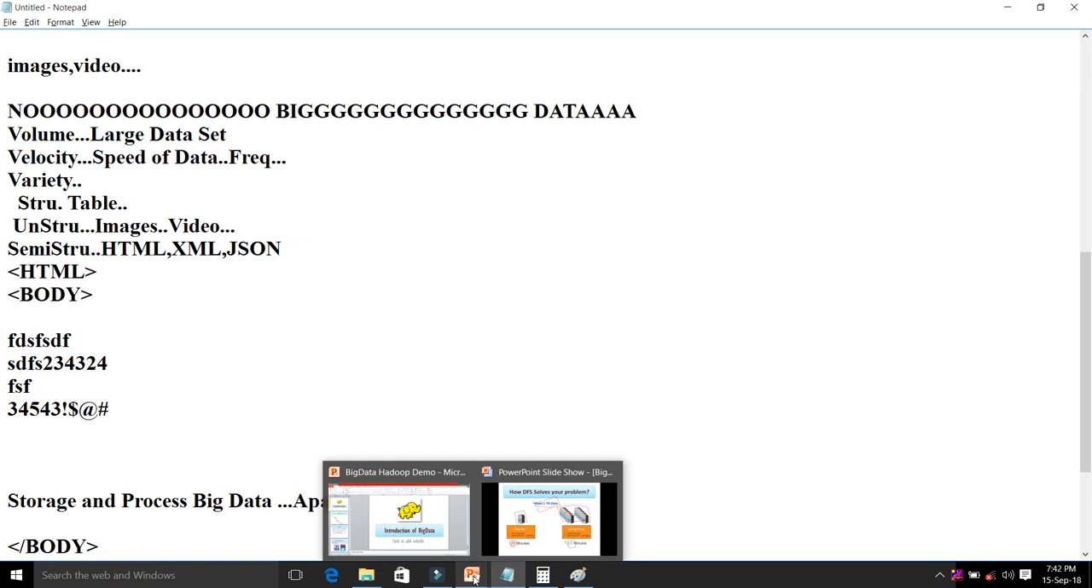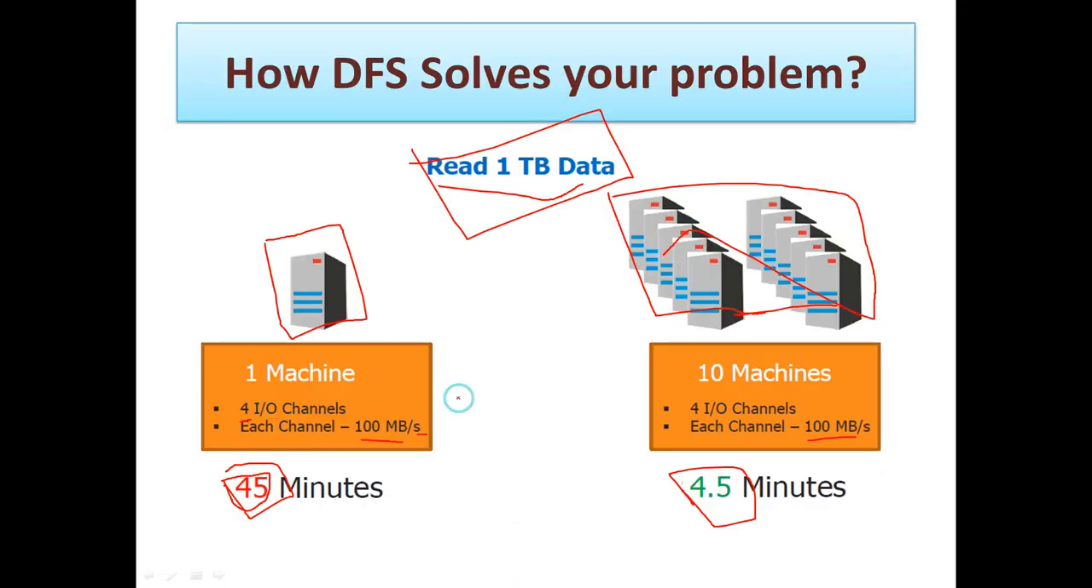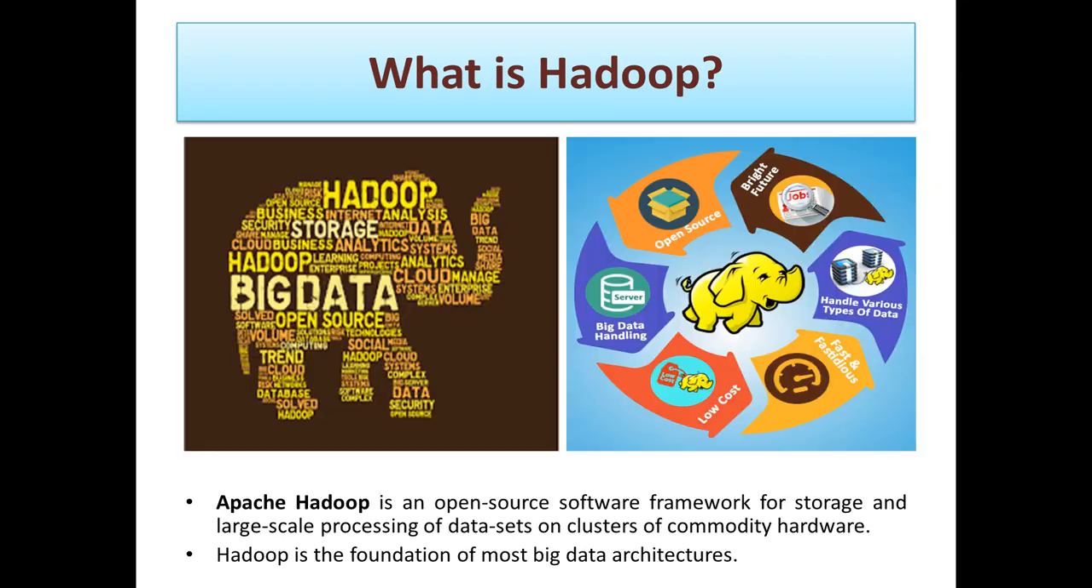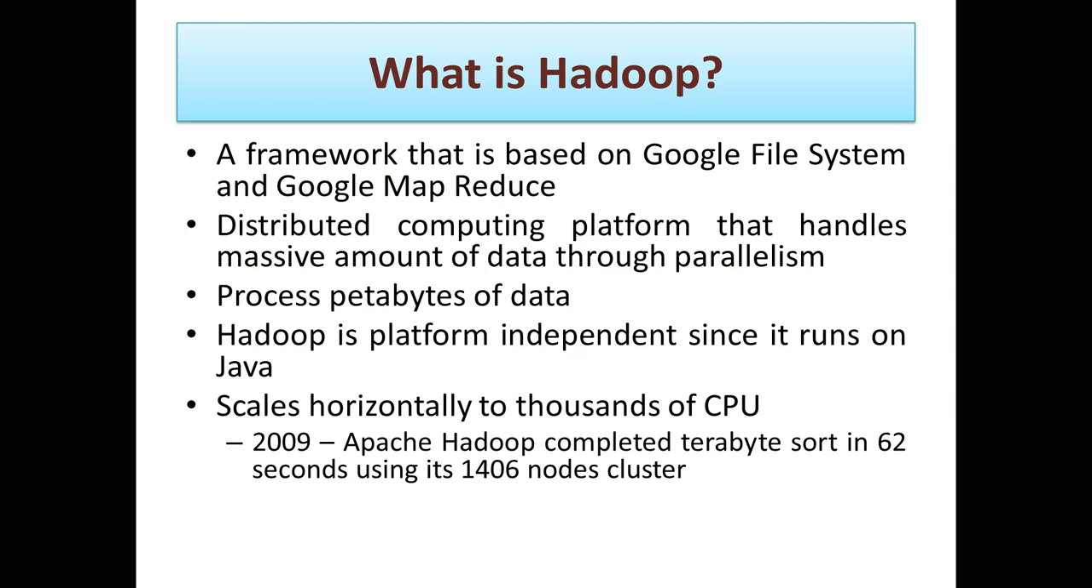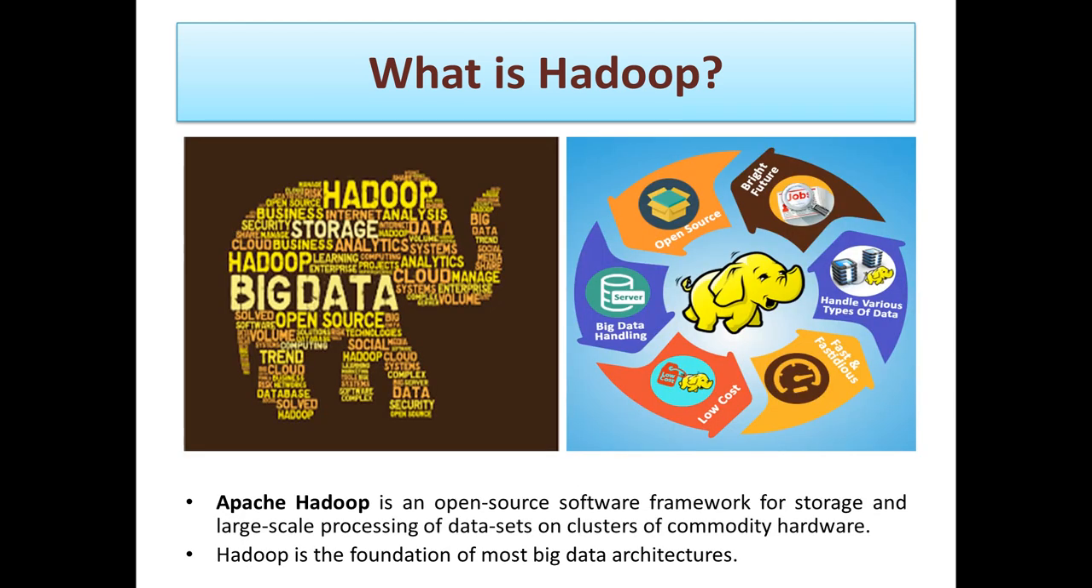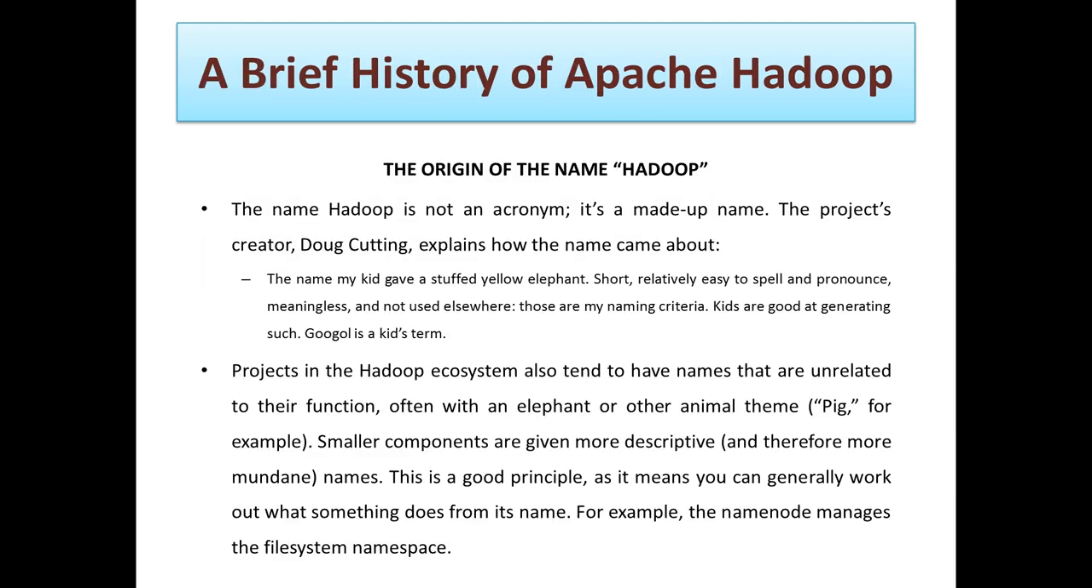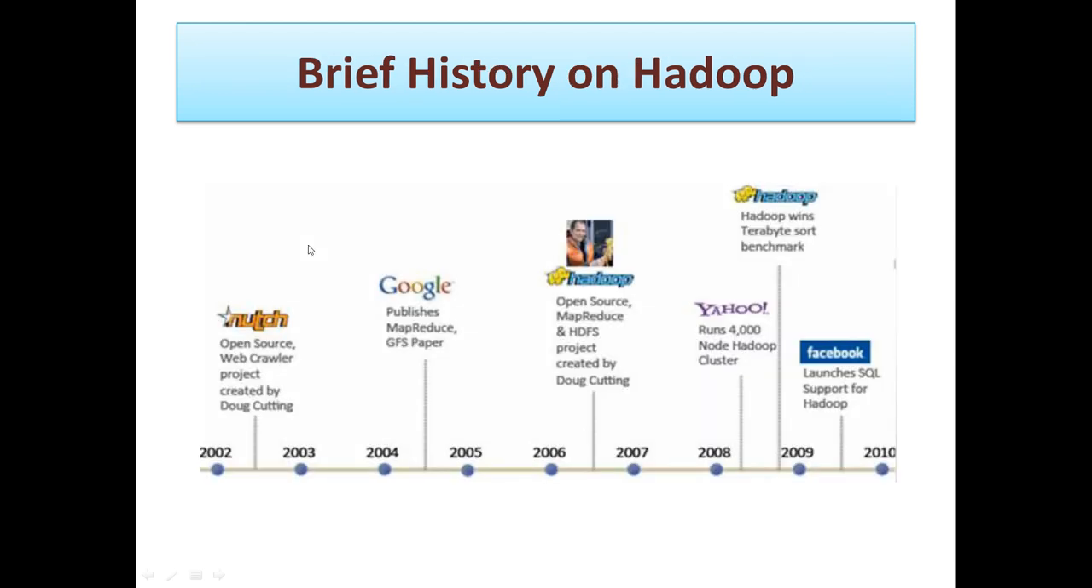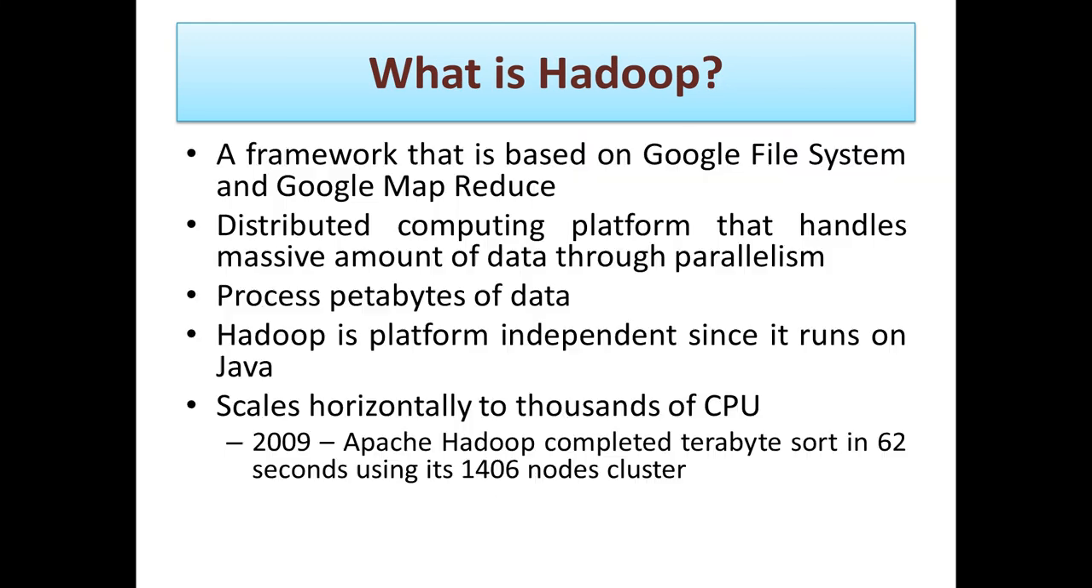So what is Apache Hadoop? Apache Hadoop is basically a framework that is based on Google File System and Google MapReduce. We will discuss later on what is MapReduce and everything. It was introduced by the Google team. See, Hadoop was originally introduced by the Google team, who are the main authors of the Hadoop framework.